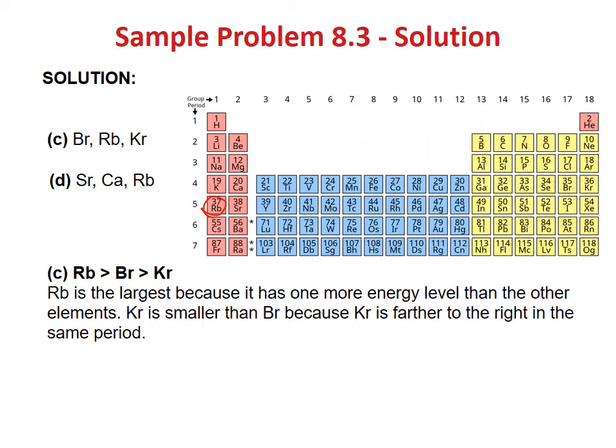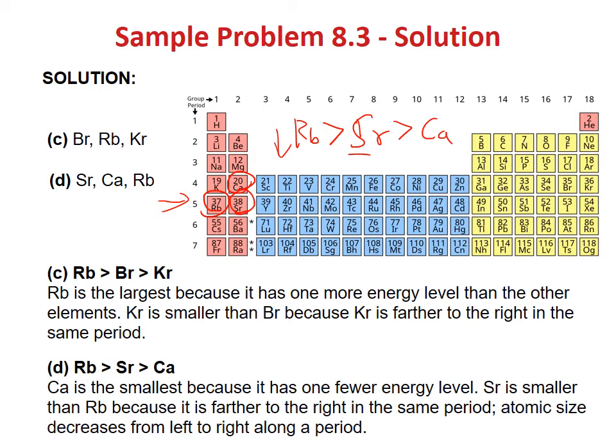Next one, we need to find strontium. Strontium is here, calcium here, and rubidium here. Down the group, size increases, so strontium should be greater than calcium. Now across a period, size decreases, so rubidium should be greater than strontium. Therefore, rubidium is the largest, strontium is the second, calcium is the smallest.